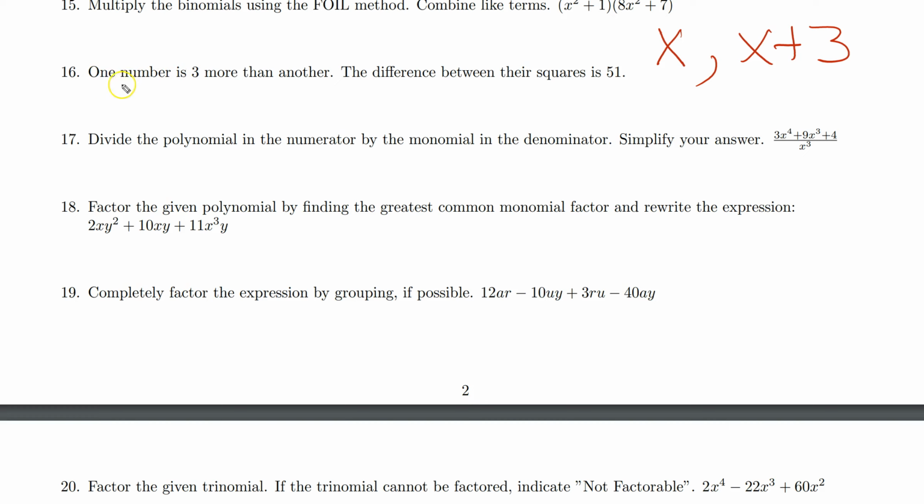Now, as we look at this, this is one number, we'll call x, is 3 more than the other, x plus 3. So these are the two numbers here. Now, the difference between their squares is 51.